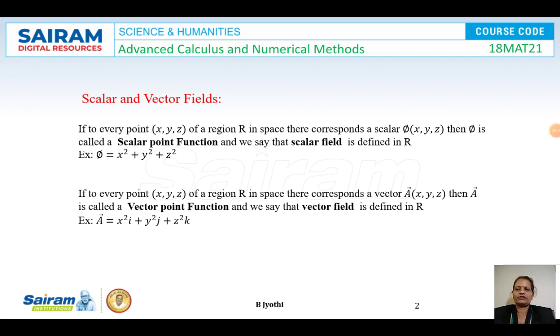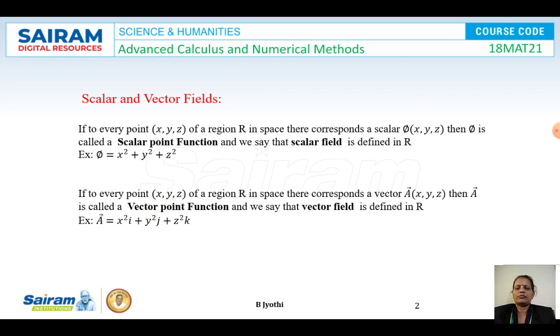Scalar and vector fields. If to every point x, y, z of a region R in space there corresponds a scalar phi of x, y, z, then phi is called a scalar point function, and we say that the scalar field is defined in R. Example, phi is equal to x square plus y square plus z square.